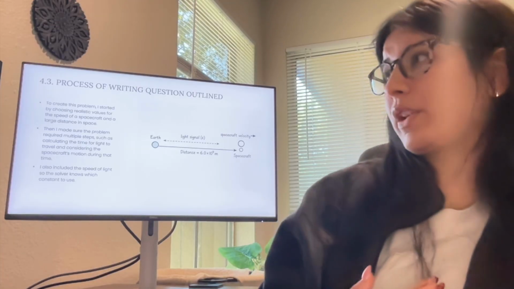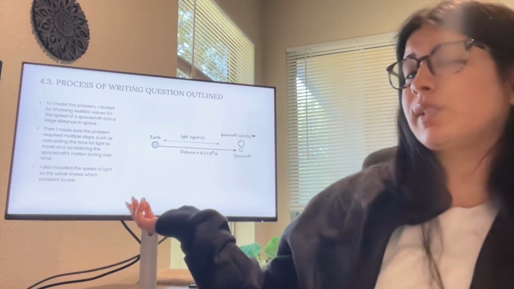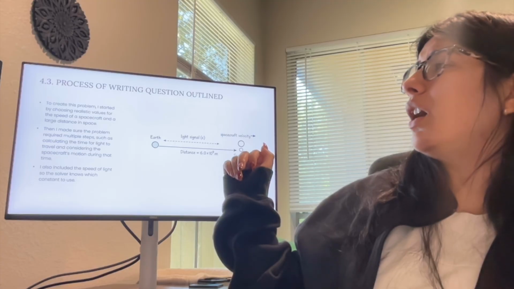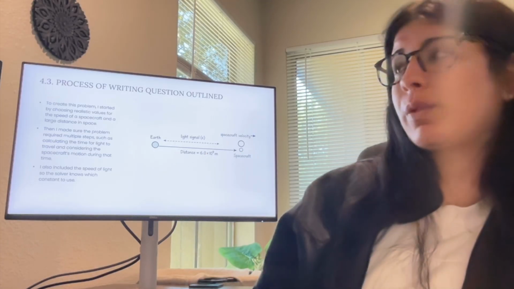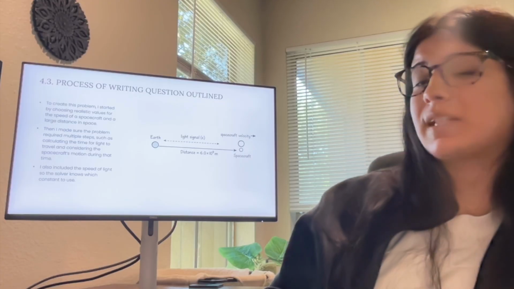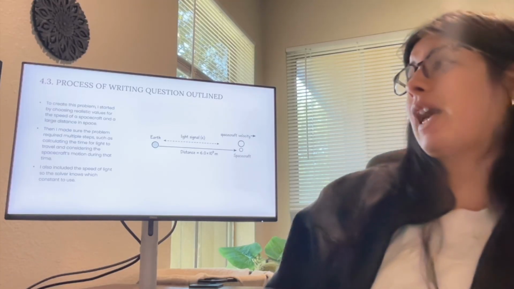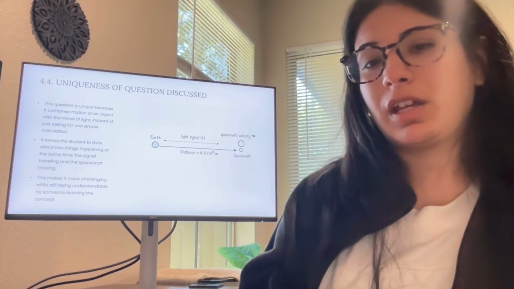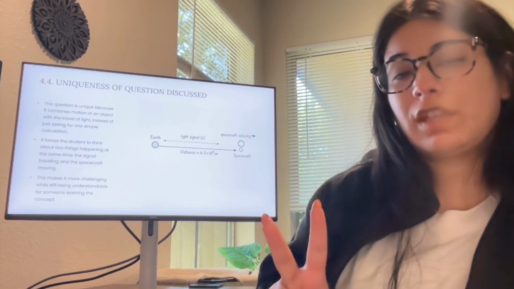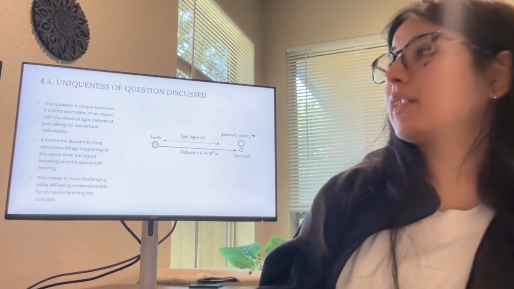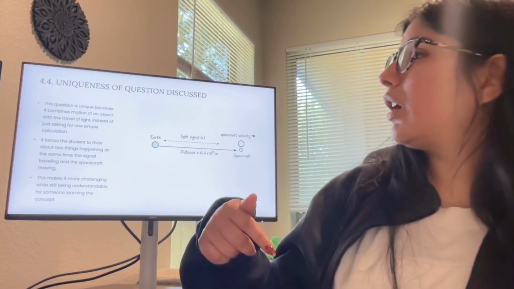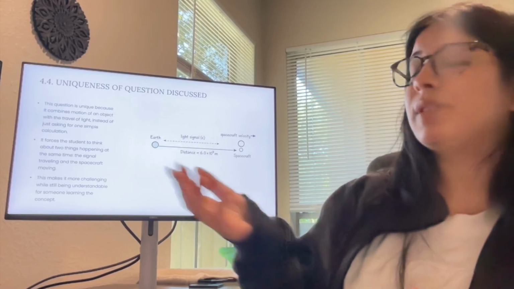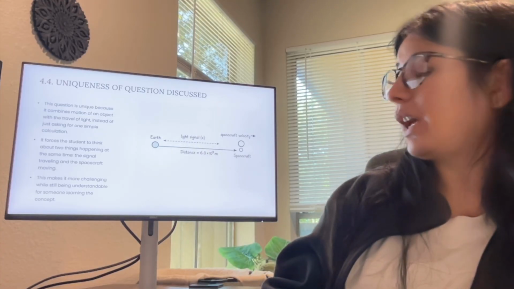So the process of writing this question, to create it, I chose realistic values for both the spacecraft's speed and the distance from the Earth. I made sure the problem required multiple steps, like finding the time for light to travel, then calculating how far the spacecraft moves during that time. So this question is unique because it involves two things happening at the same time. The light signal is traveling back to Earth while the spacecraft is moving away. And this makes it more challenging and helps deepen understanding of motion and light together.